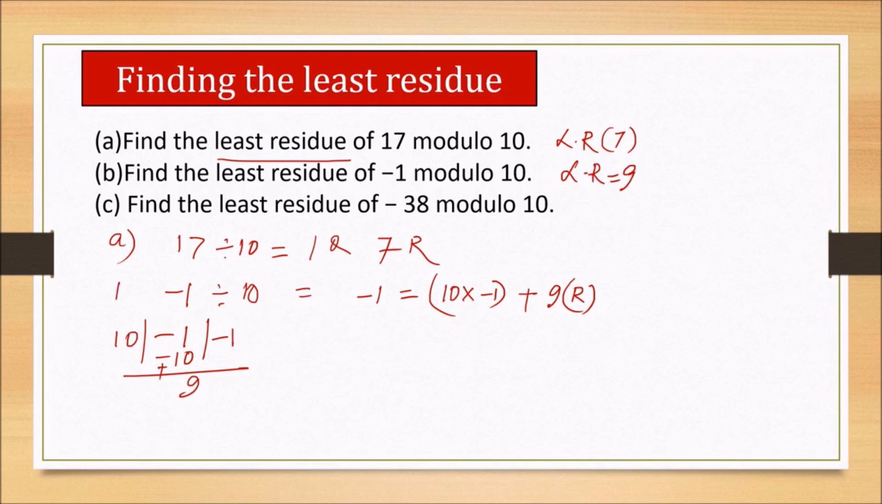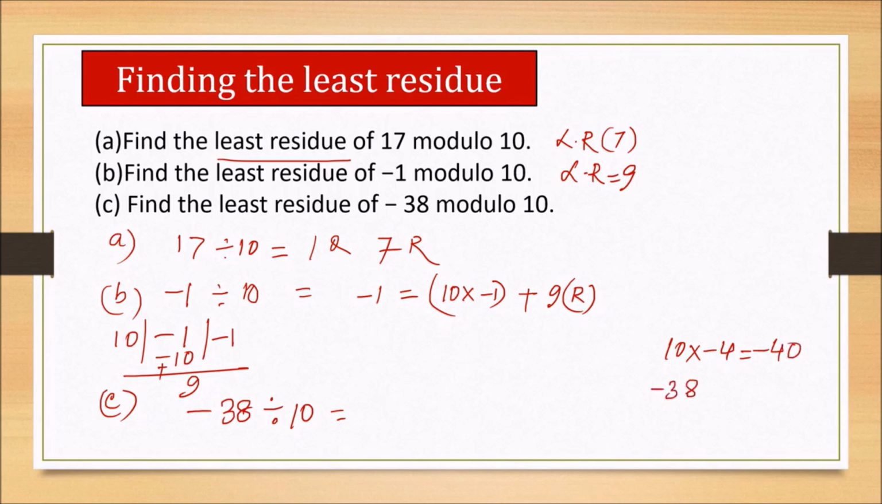Now the third one, I hope you can try the third one, negative 38 modulo 10. Same thing, 10 times negative 4. 10 into minus 4 is equal to minus 40. So minus 38 is equal to minus 40 plus 2. So 2 is the remainder and the quotient is negative 4. So the least residue is 2.